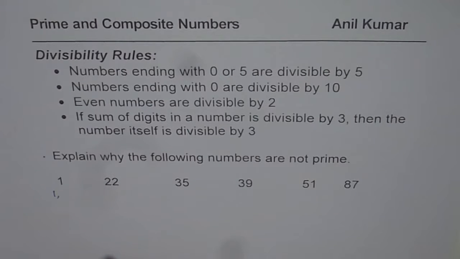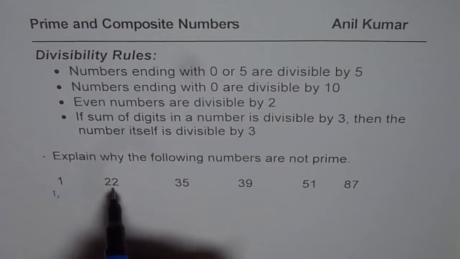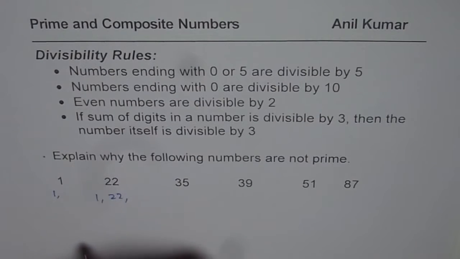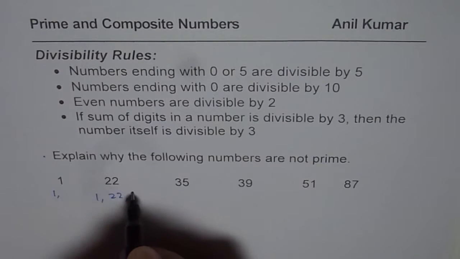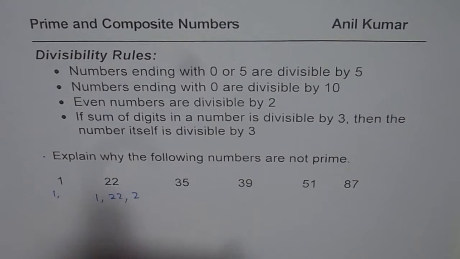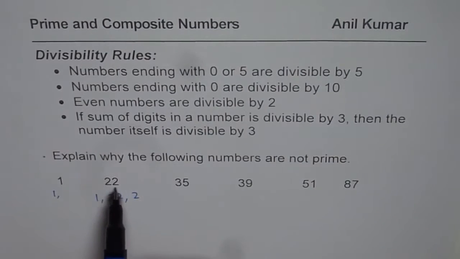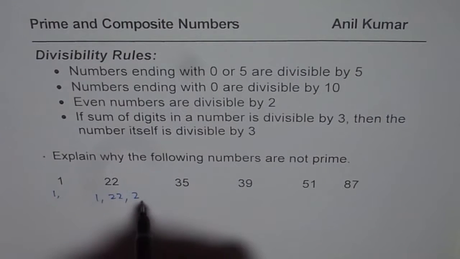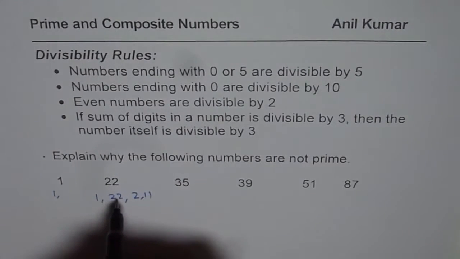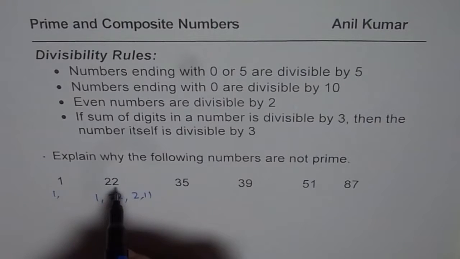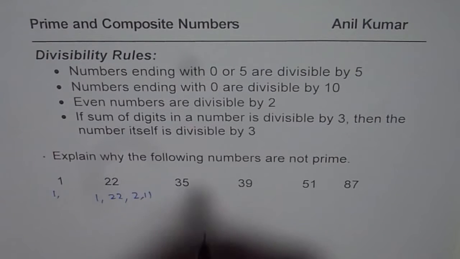22 is the next number to look into. 22 is an even number. 1 and the number itself are always the factors of a number. 22 is an even number, so it will have 2 also as a factor. Even numbers are divisible by 2. 2 times 11. So it has these 4 factors. Since it has more than 2 factors, it is not a prime number.